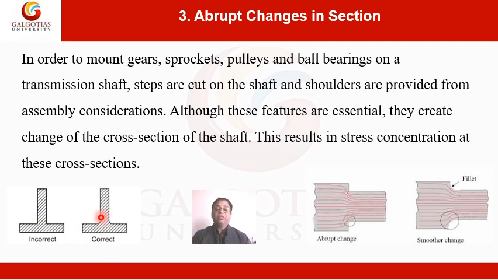We have to use some fillet radius. So that is correct. Here the stress will be reduced. You can see in this example also the stress flow lines are shown here. The stress lines are very near to each other at this sharp corner, and here we are using some fillet, so the stress lines are somewhat away from each other. So we should not manufacture any mechanical component which has sharp edges and corners. So we have to avoid this.